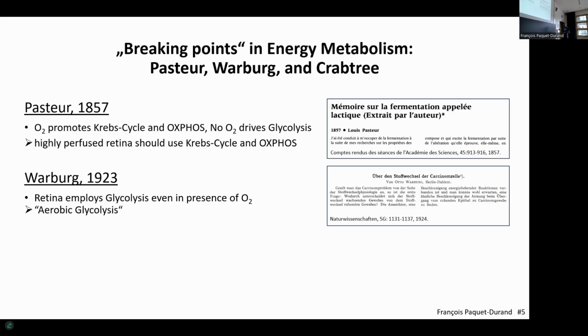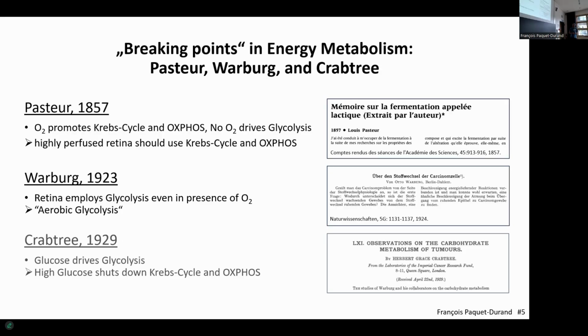And the only healthy tissue that he found in those days was paradoxically the retina. So the retina releases a lot of lactate, even when oxygen is present. So this he referred to as aerobic glycolysis, glycolysis in the presence of oxygen. And this is a clear contradiction to Pasteur, who said, if you have oxygen, you should do oxidative phosphorylation. Now, Warburg says, yes, everybody does it like this except the retina. So why is that? And then a couple of years later, Herbert Grace Crabtree took up those experiments.